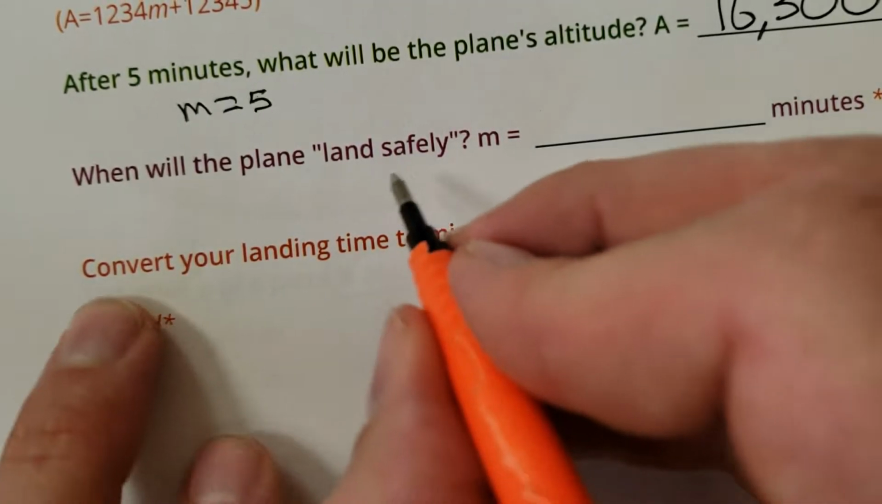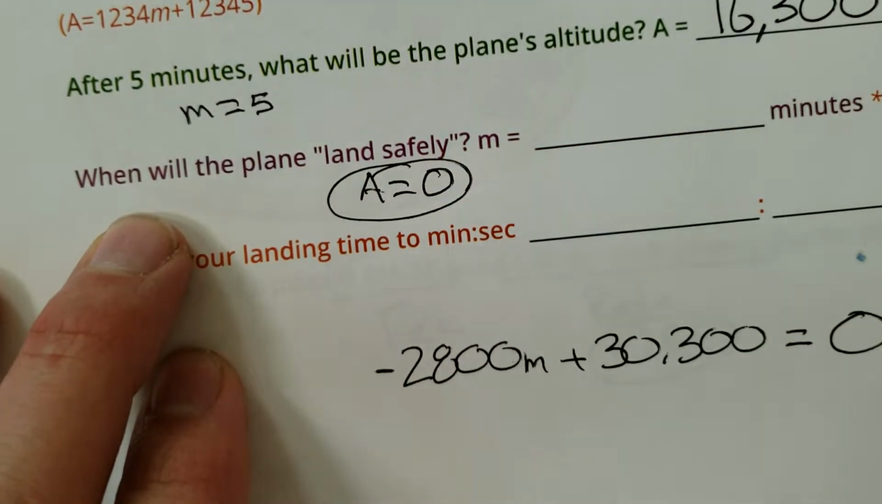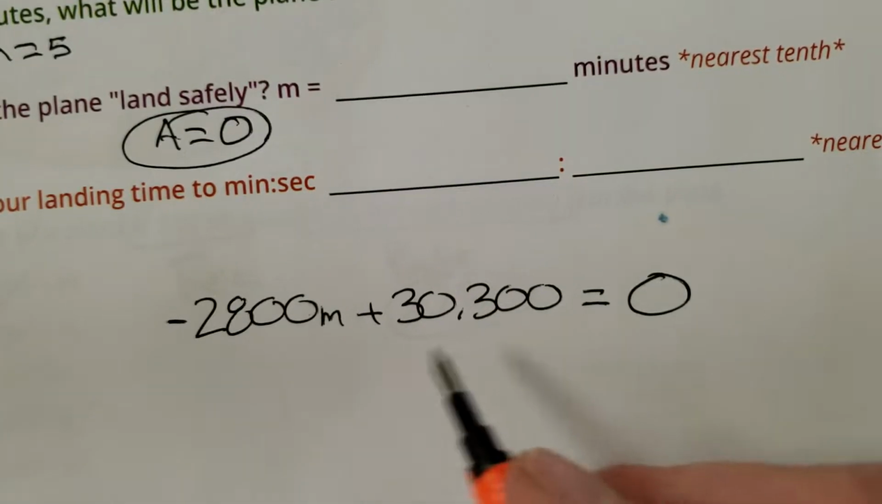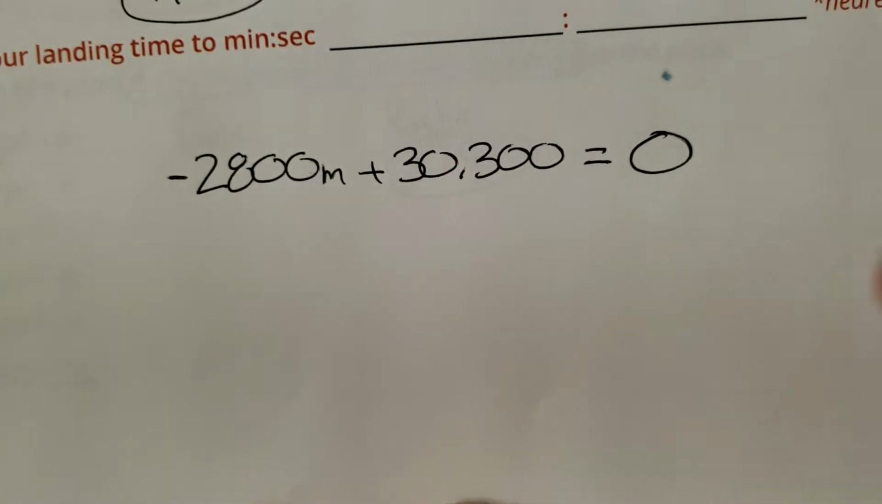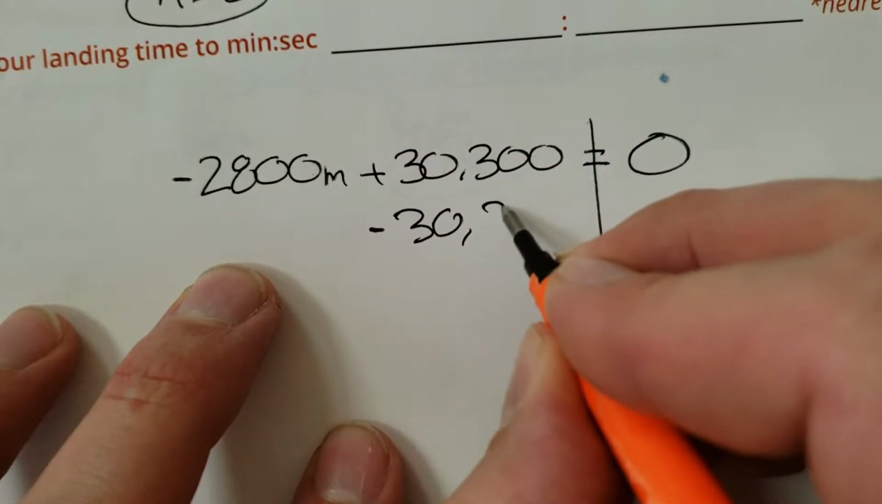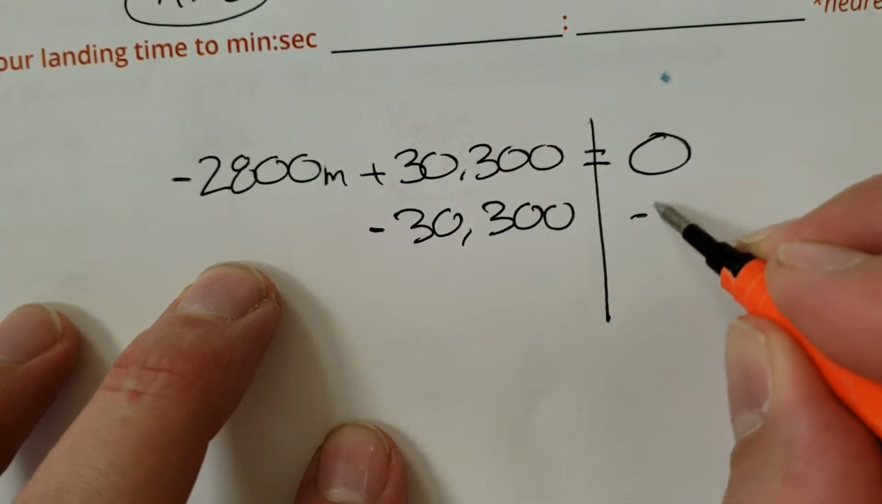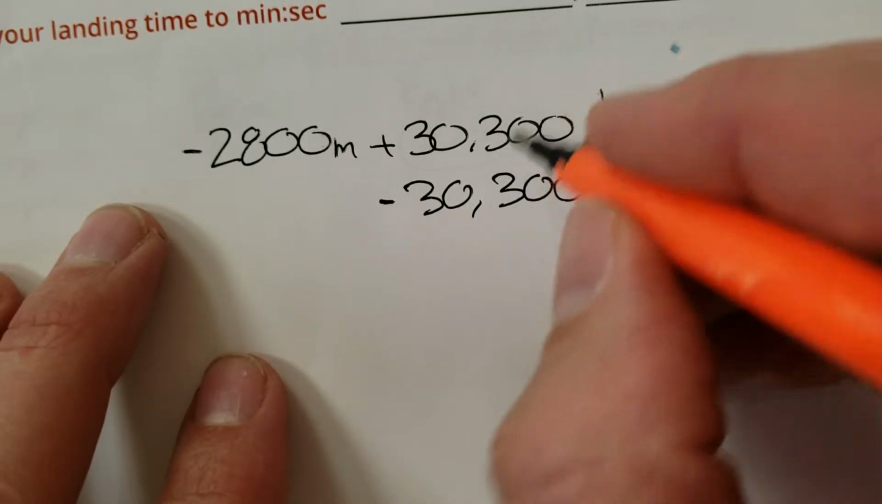So landing safely means that the altitude is at 0. Okay, you are no longer in the air, all right? So set the equation you just made equal to 0 and solve. So I'm going to go ahead and write the steps, and then I'm going to do the math on my calculator in a very, very quick way. Okay, subtract that from both sides, you're gone.